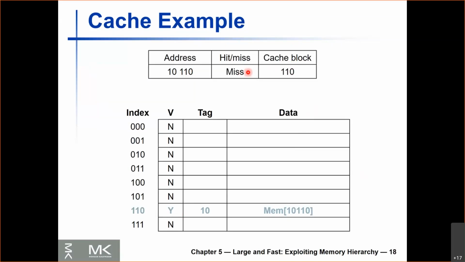So we're going to go to the next level in the memory hierarchy, fetch that data, and bring it now. We're going to put it in our cache, okay? We're going to save the tag. Where did I get 10 from? Why is the tag 10?